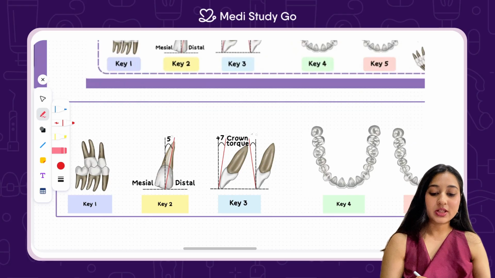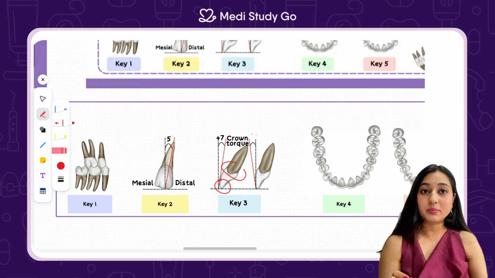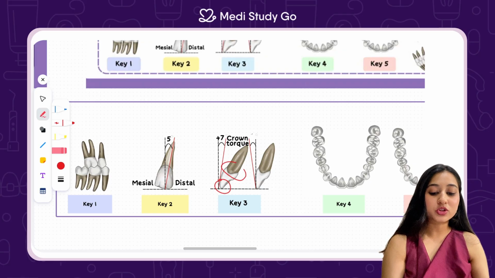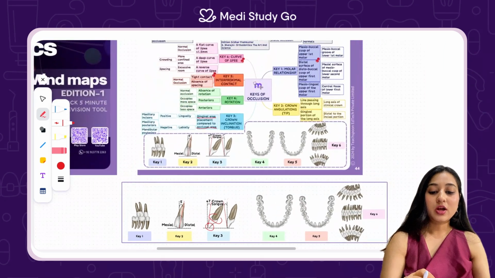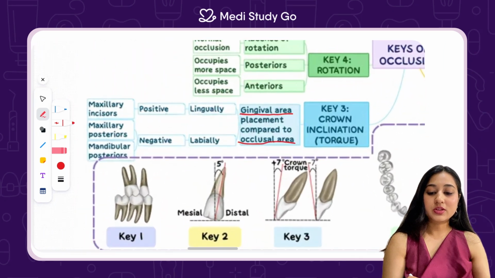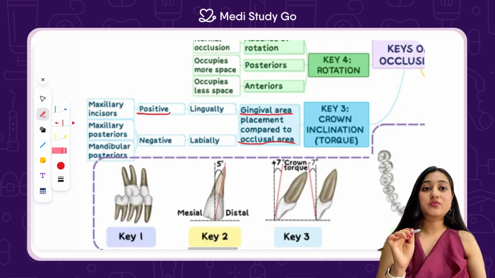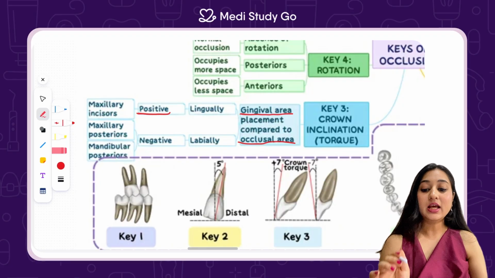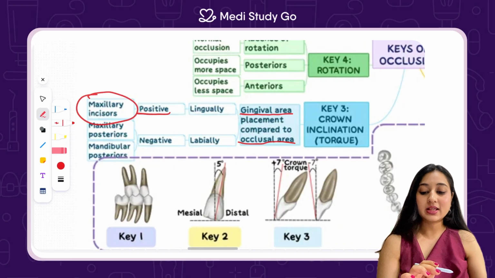So what they're trying to say is that, taking the example of the central incisor again, this is the incisal portion and this is the gingival portion of the crown. Whenever the incisal portion is more buccally or more labially placed and the gingival portion is more palatally inclined, this is a positive crown torque. This is commonly seen in the maxillary incisors.